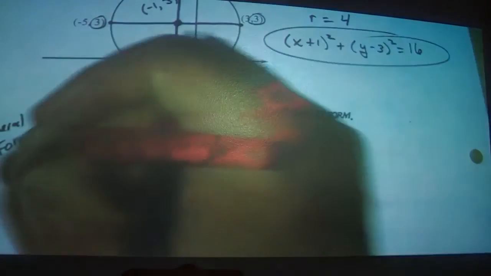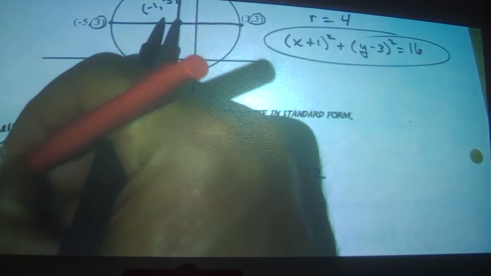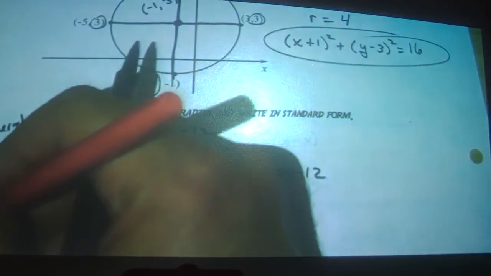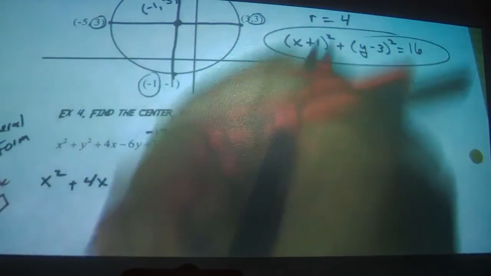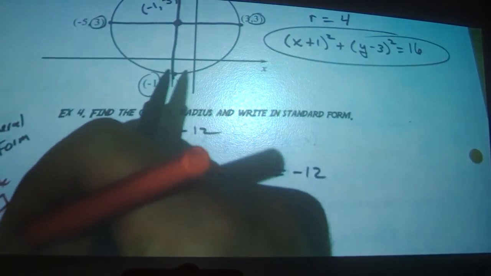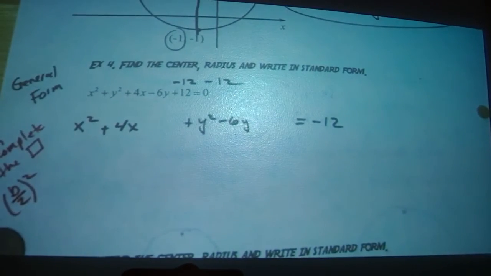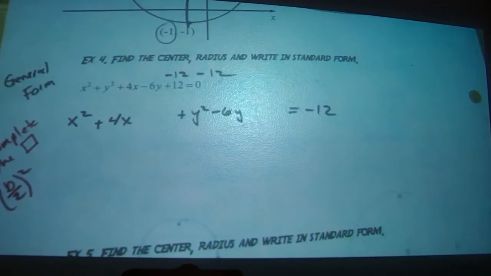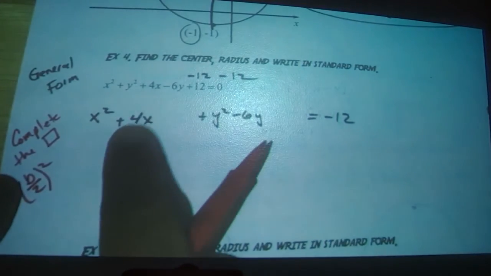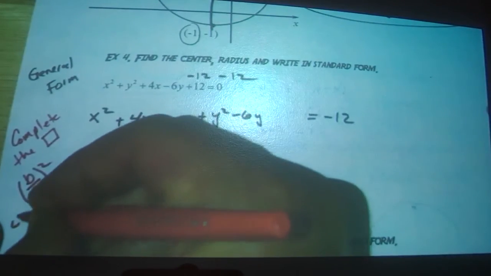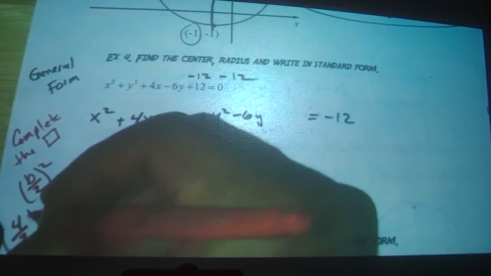Oh, yeah, buddy. We are going to complete the square. We're going to take our b, divide by 2 and square it. So we're going to take 4, divide by 2 and square it.